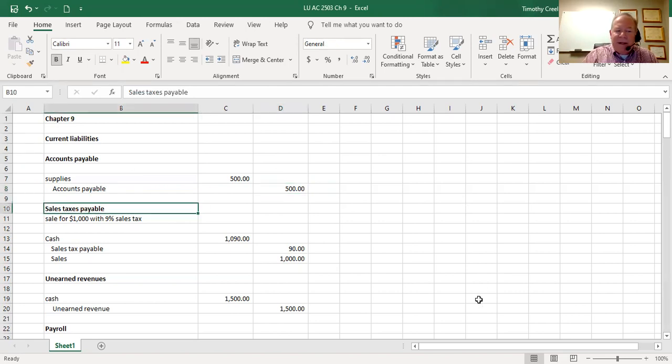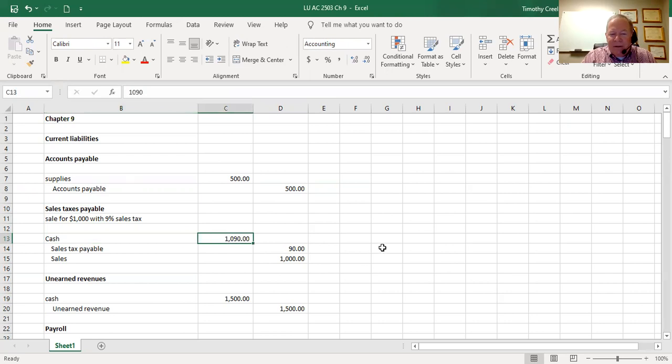Now, also have sales tax payable, and this is a new account. And sales taxes are a way that a state or a local government will generate revenue. So let's say that we make a sale for $1,000 with a 9% sales tax. The journal entry here would look like a debit to cash for $1,090, and that $1,090 would be split between a credit to the sale for the amount of the sale, $1,000, and a credit to sales tax payable for $90.